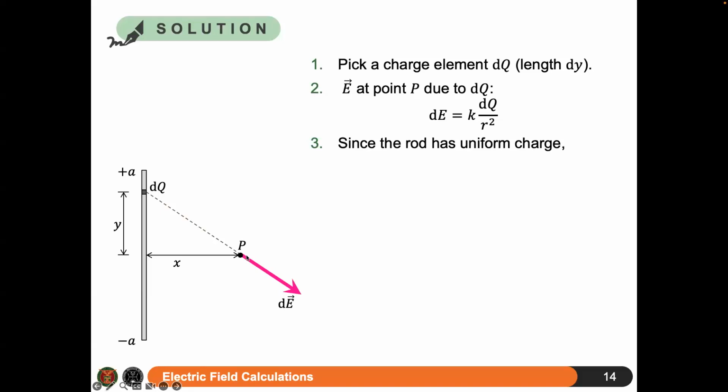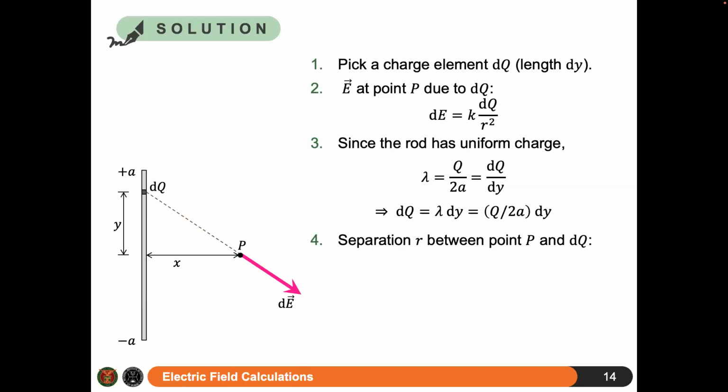Okay. Since the rod has uniform charge, again, lambda, this time, lambda is charge per length. So total charge is q over total length is 2a. Okay, a dito, a din sa baba, so 2a. And that will be equal to the infinitesimal form dq over dy. Okay. And we have obtained these simplifications. The separation distance between the point P and the source dq will be square root of x squared plus y squared. Right? Pythagorean theorem.